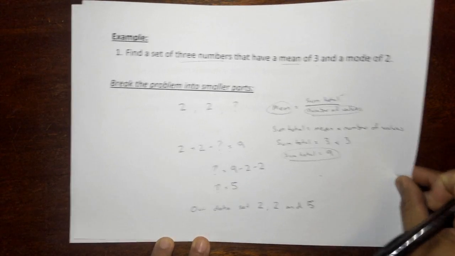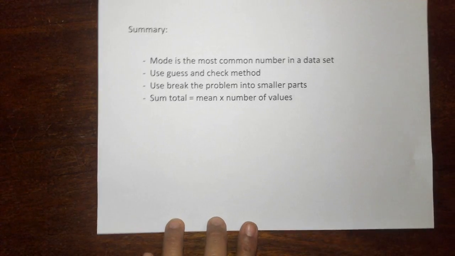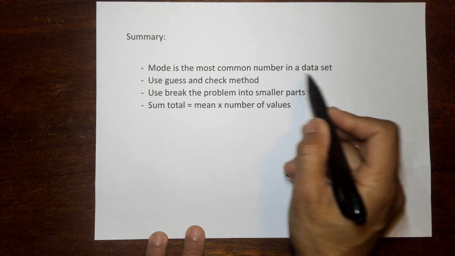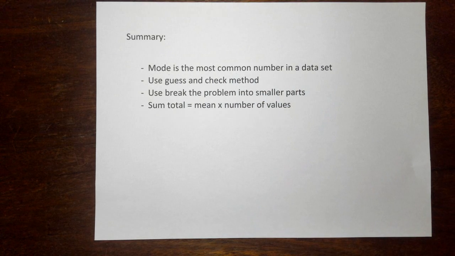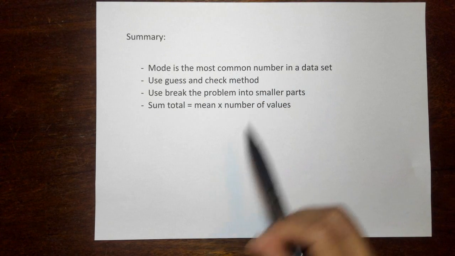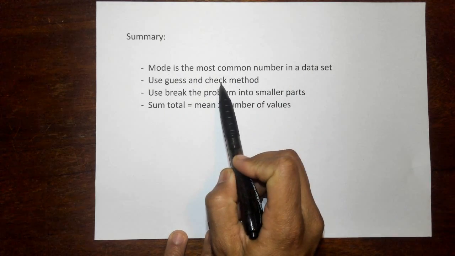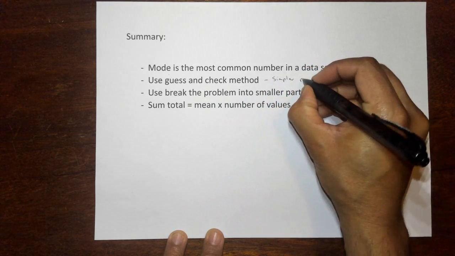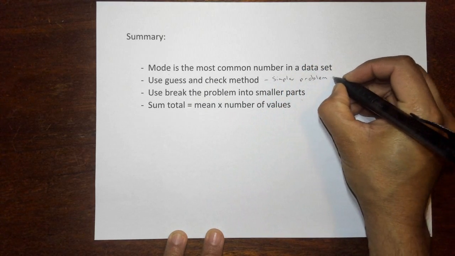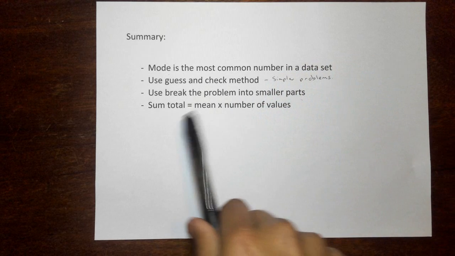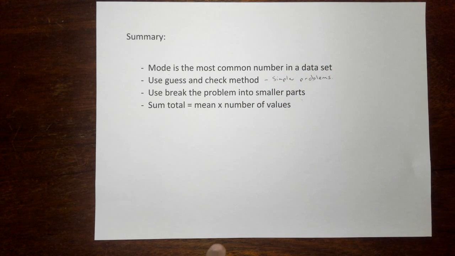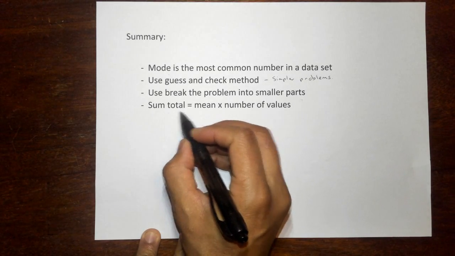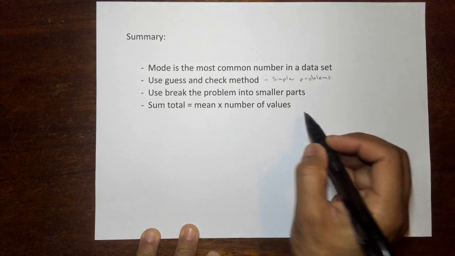In summary, new bit of information today: the mode is the most common number in a data set. You're going to need that when you're having a go at the questions. We can use the guess and check method, best for simpler problems, or when you are really stuck. However, see if you can break the problem down into smaller parts, and especially this new idea. The sum total is equal to the mean times the number of values.